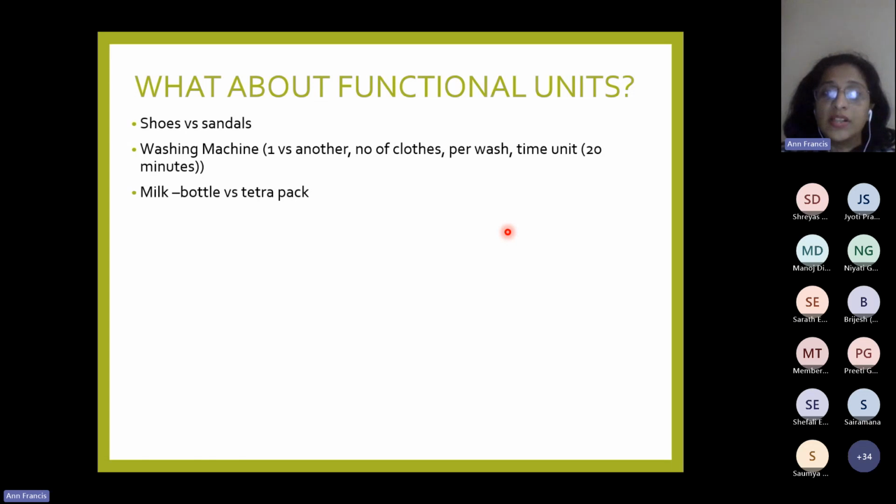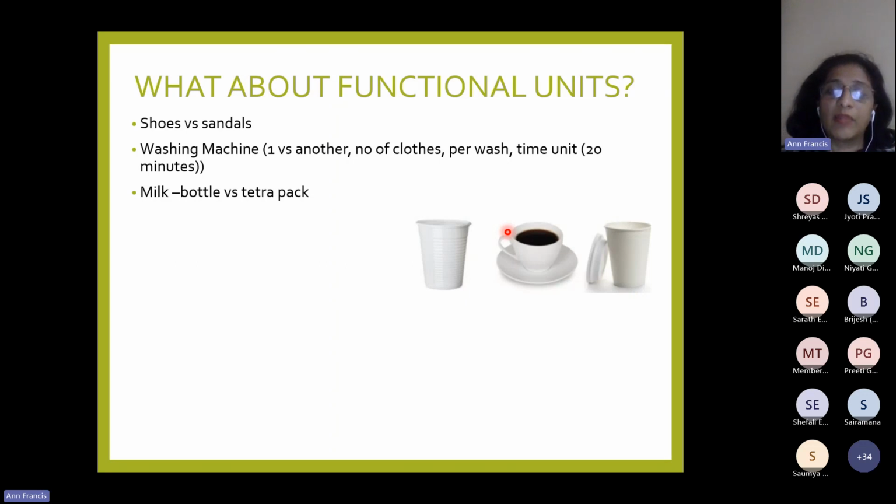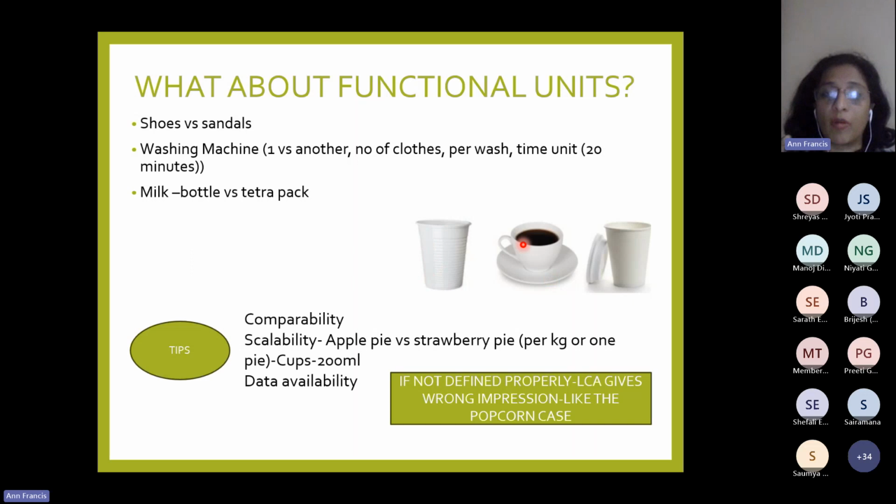Then when you're considering milk bottle versus Tetra Pak, I can consider a bottle and a Tetra Pak if both their capacities are 1 liter. Then it still makes sense. Then again, different types of cups is something that we decide. But all the cups, if you see all these three cups, they have different volumes. The teacup which is washable probably carries a lesser quantity or volume of product than the other cup. So there should be a proper comparison. So comparability is very important.